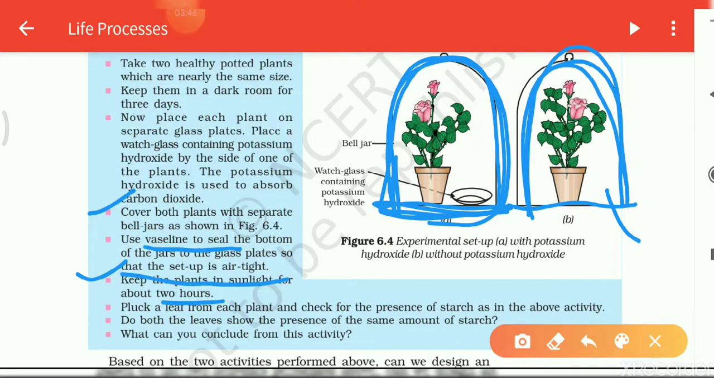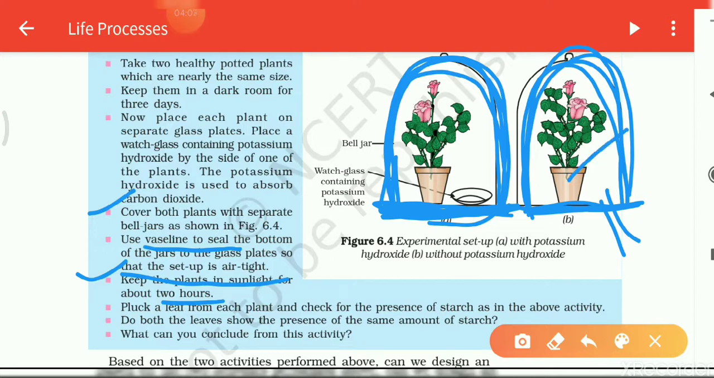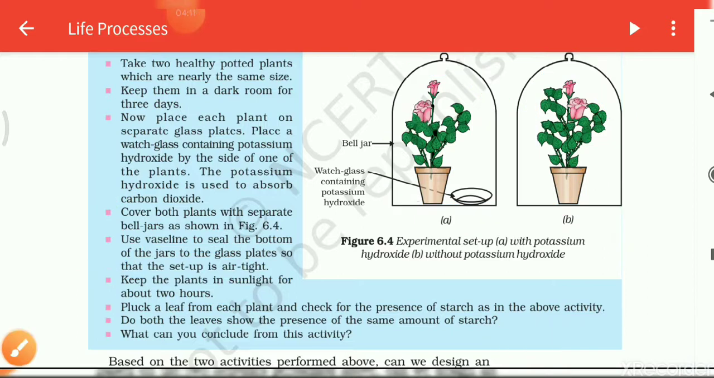Students, we have put the Vaseline here in the first one. Why did we put the Vaseline? Because no air will go inside it. In the second one we haven't put the Vaseline. This is the glass jar and this is your glass plate, and inside this glass jar the potted plant is present. Now after that, keep it in the sunlight for about 2 hours.